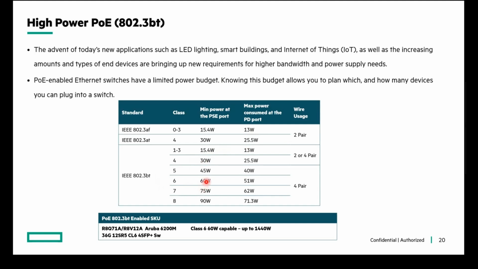So to support these PoE devices, we have added the new 6200 modular switch R8Q71A and its TA variant R8V12A. That can deliver up to 60 watt PoE per port with total PoE power of 1440 watt. And apart from the high PoE power capability, these 6200 SKUs also support two of the main PoE enhancements, like always on PoE and quick PoE.